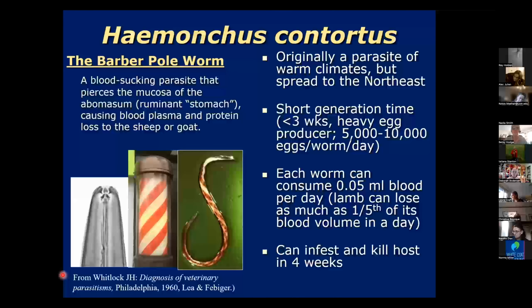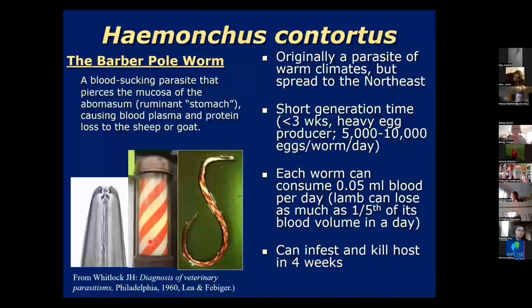So Haemonchus contortus, or the barber pole worm, is a blood-sucking parasite that pierces the mucosa of the abomasum. That's the true stomach that's part of the ruminant system. And it causes blood plasma and protein loss in the sheep or goat.